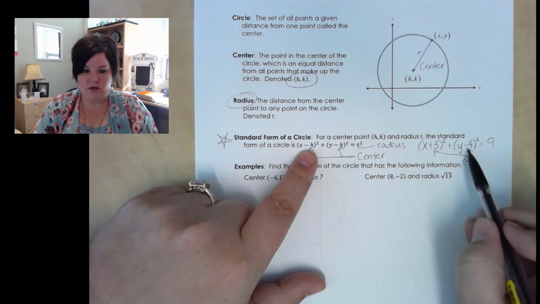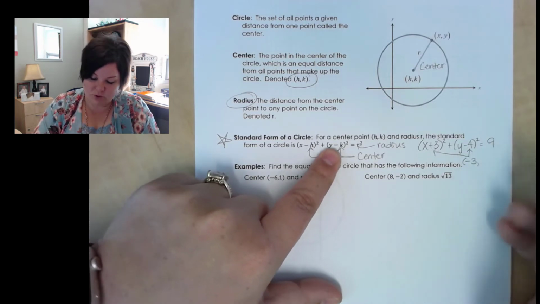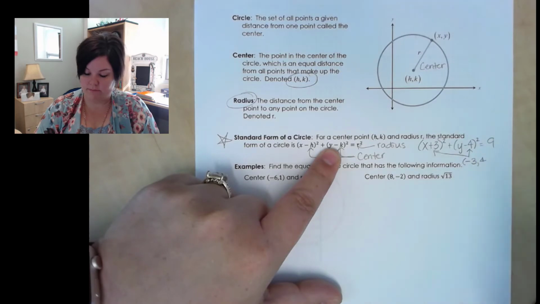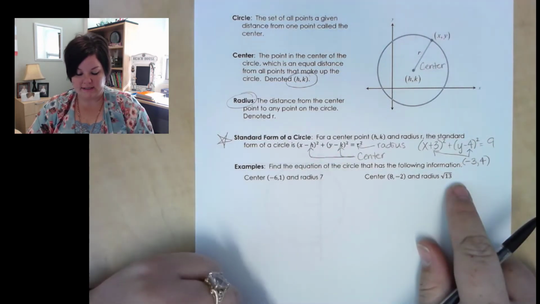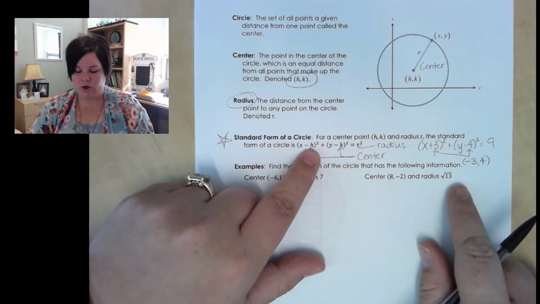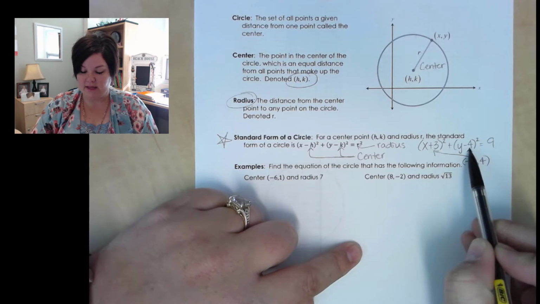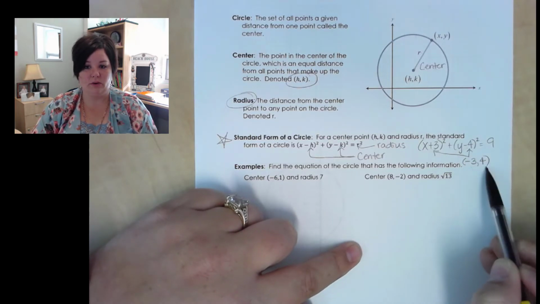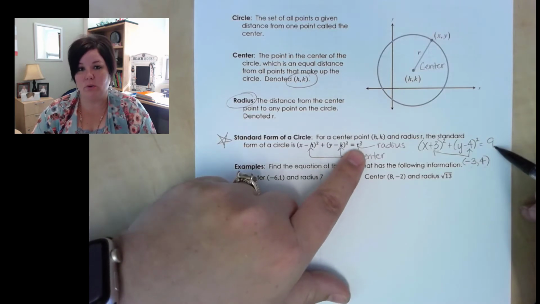Same thing on this one. What do I have to subtract from y to end up with a negative 4? Well, I would have to subtract a positive 4. So you can think about it as this: what am I having to subtract? Or you can just remember that whatever the signs are in the equation, they are flipped in the actual center point.